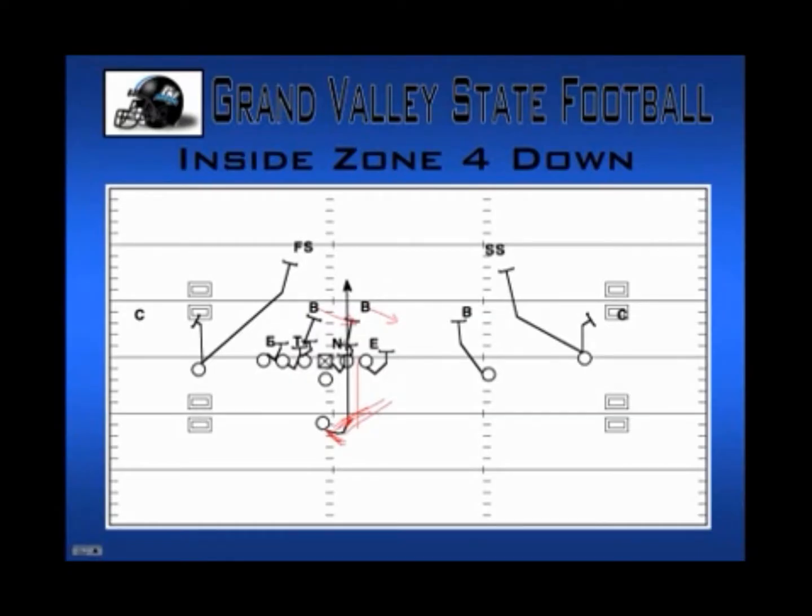Nothing different under center. The bottom line is what we're trying to get our back to is that aiming point of inside hip of the play side guard and reading the first down lineman, which in this case would be that nose, that 2-eye again, okay?